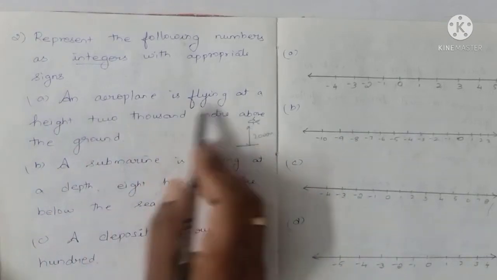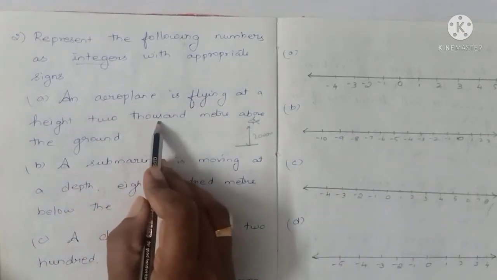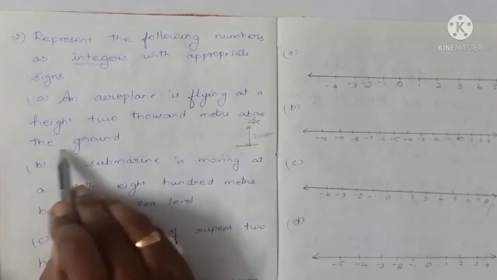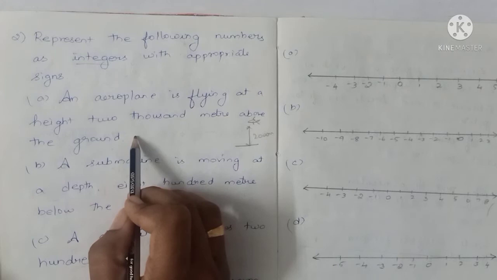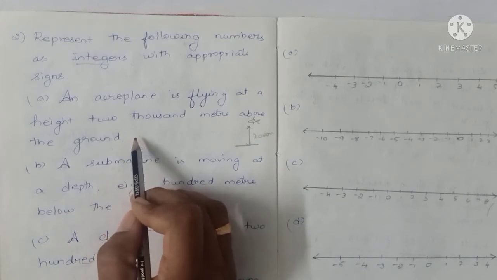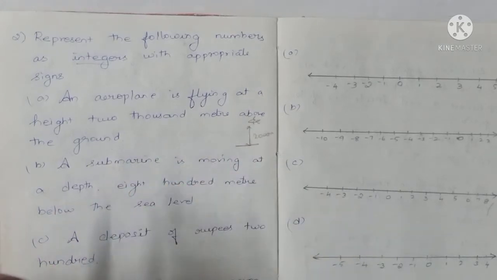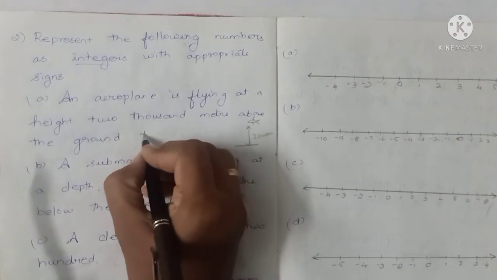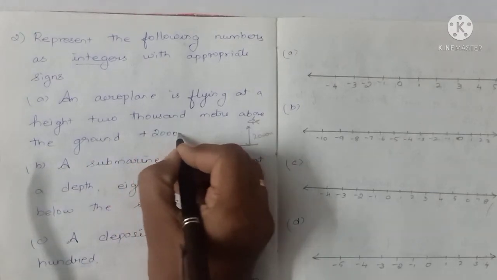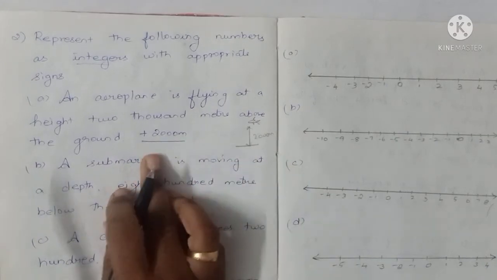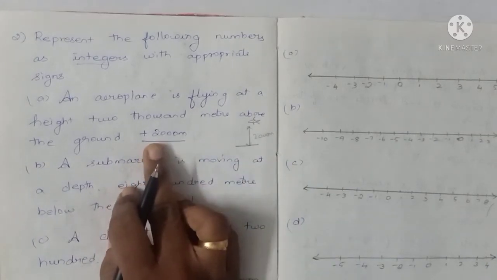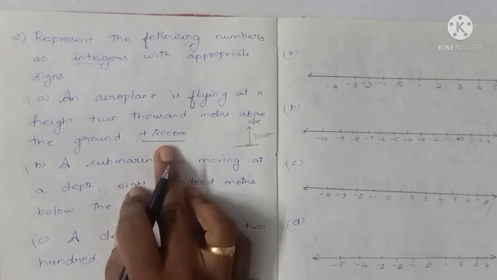An aeroplane is flying at a height 2000 meter above the ground. So how will you express this in terms of integers with the appropriate sign? So this is above, no? So we have to write it as plus 2000 meter. Okay, so the answer is plus 2000 meter. So I just underline this, plus 2000 meter.